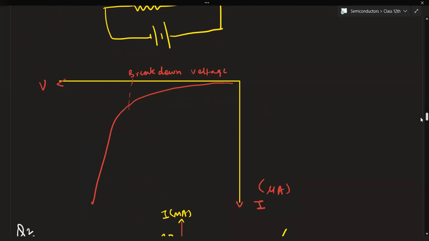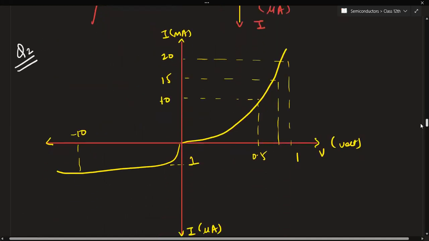See, what did I say? In case of reverse bias, the resistance is very large, so current will be lesser. So here you get the current in microamperes. So this is the graph that you obtain, and same thing, a breakdown point where suddenly the current rises. That point is known as breakdown voltage. So this is it.